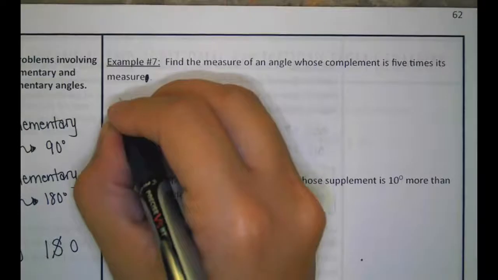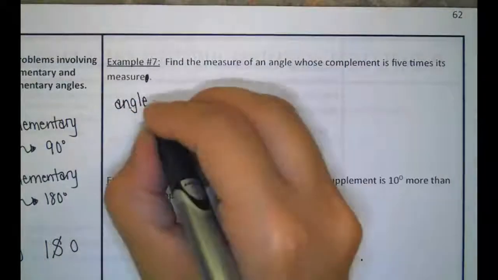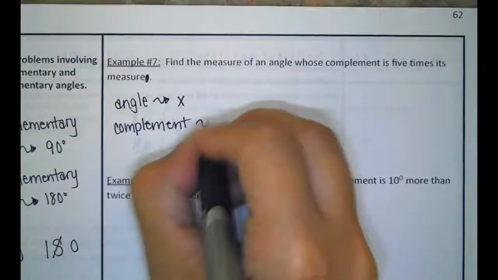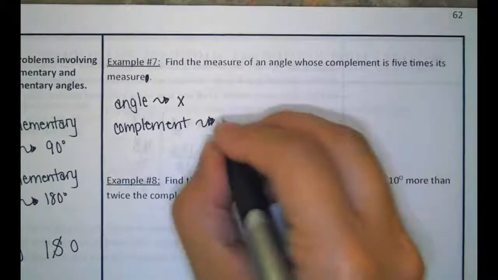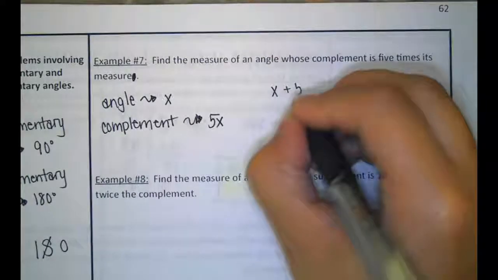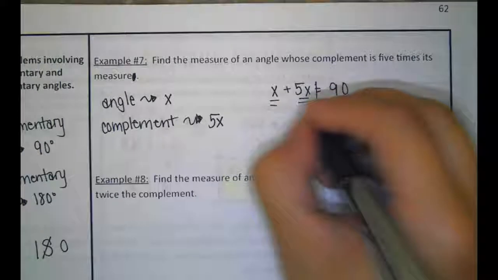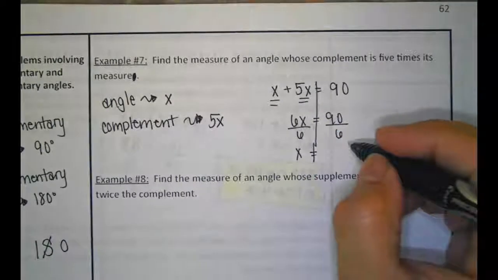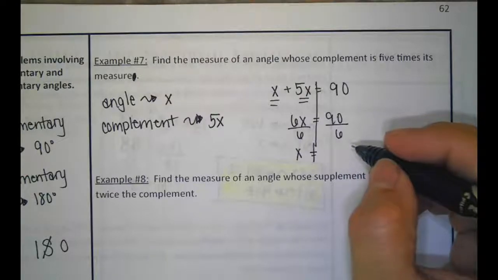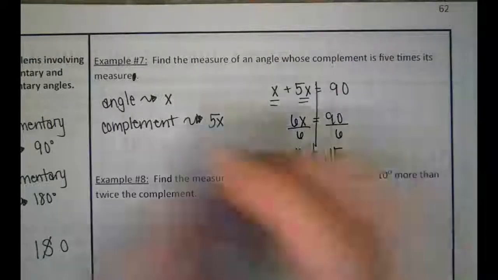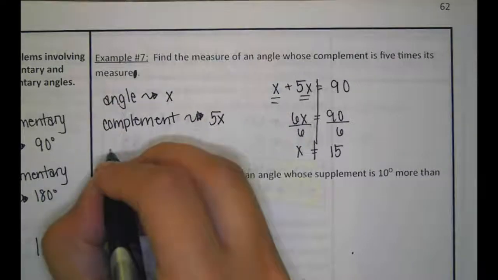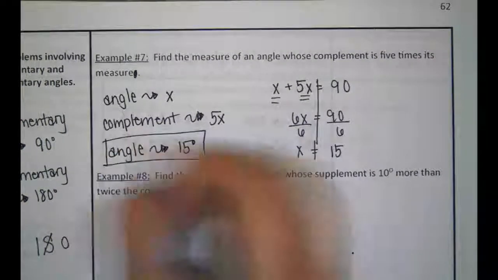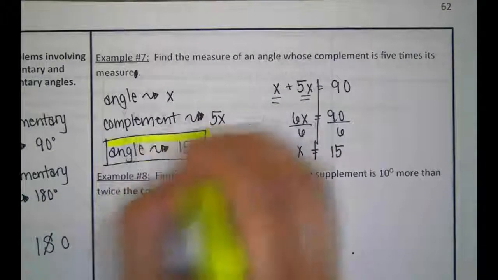The problem says the measure of an angle whose complement is 5 times its measure. We'll say that the first angle is x, and the complement of the angle is 5 times its measure. So if the first angle is x, the second angle has to be 5x. Because they're complementary, they have to add up to 90. So x plus 5x is 6x. Divide by 6. x is 15. It looks like we only have to find the original angle. They don't ask us for the complement. So the angle measure is 15 degrees. If they asked for the complement, you would just multiply it by 5.